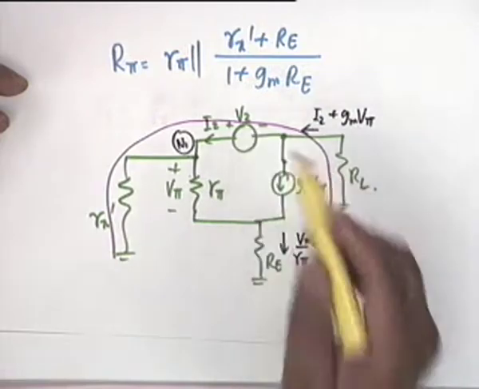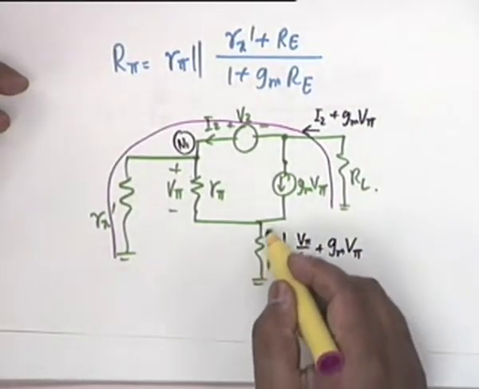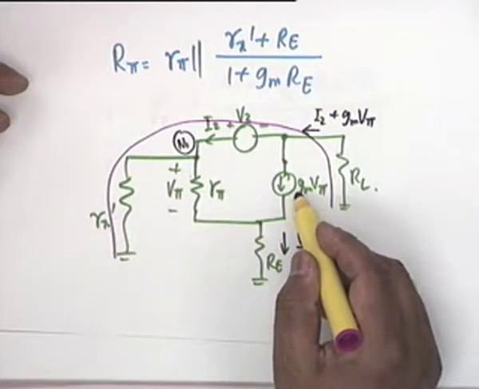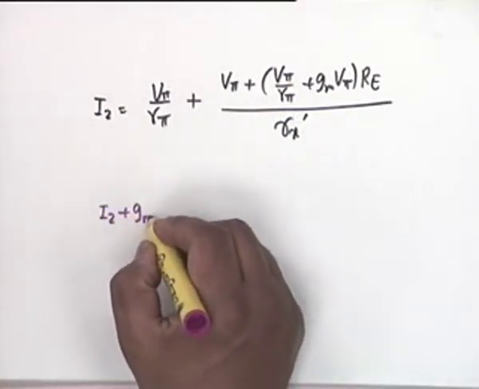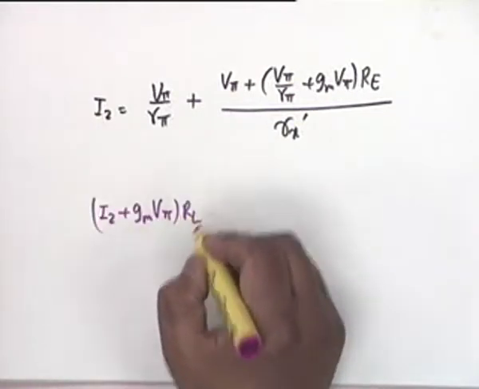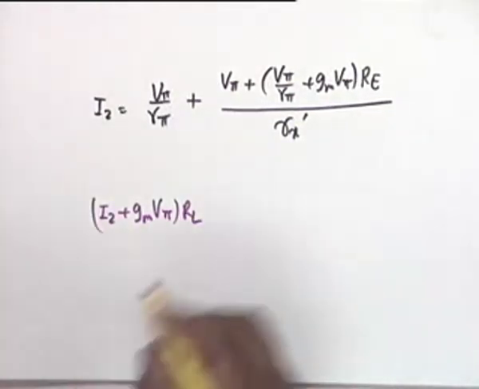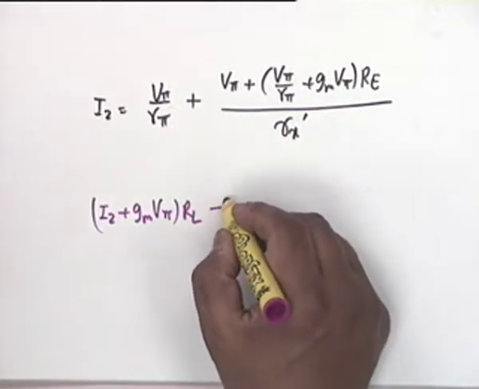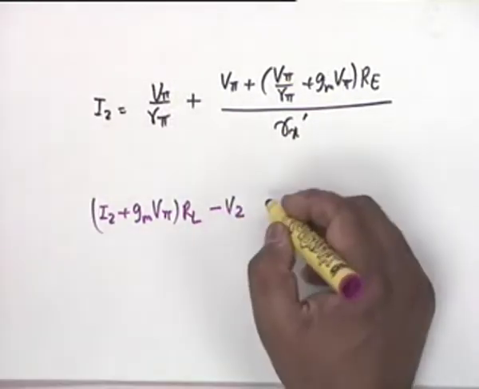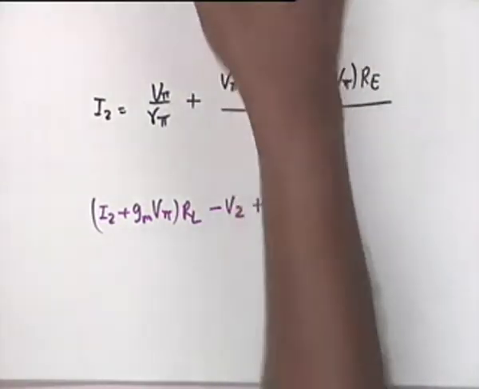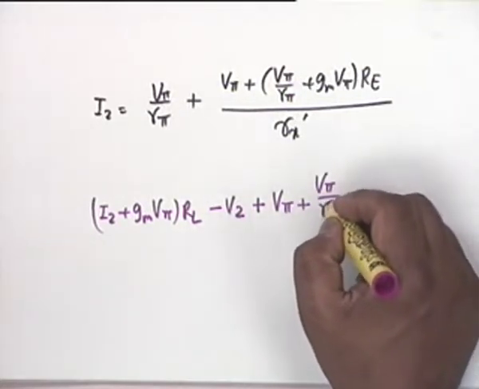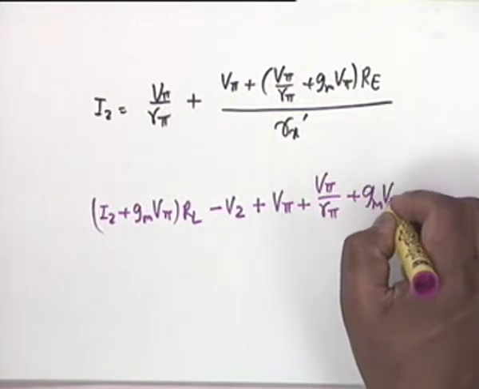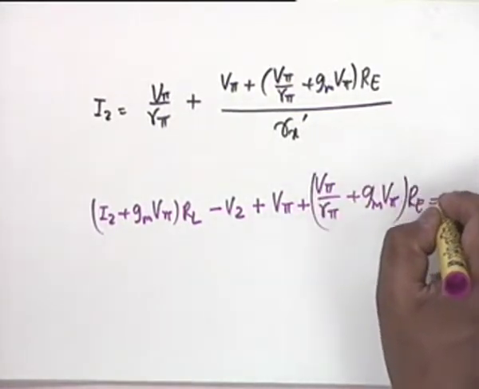That will include V2. Wherever you write a KVL, obviously you cannot write a KVL like this because you have a current source, you don't know the voltage across it. So this is a natural choice, and the KVL gives I2 plus Gm V pi times RL, then minus V2, that's right, minus V2 plus the voltage across Rx prime, which is V pi plus V pi by R pi plus Gm V pi multiplied by Re. That should be equal to 0.